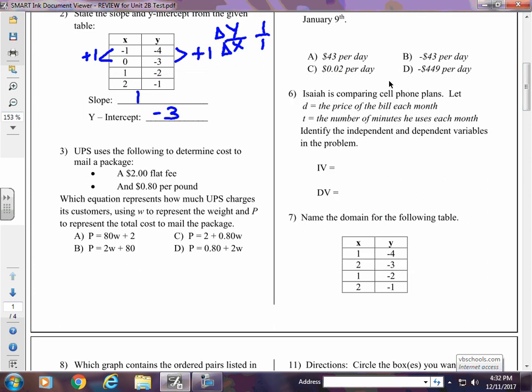So the two that have 80 cents written correctly are C and D. A and B are out, just because they're not written the right way. So now we're down to 2 choices here.